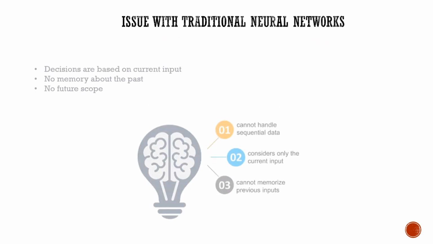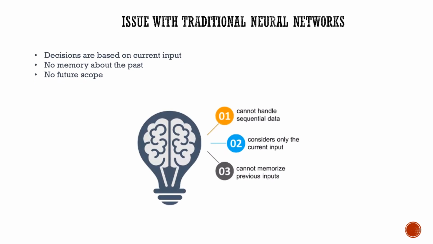But there are some issues with the traditional neural networks. One of which is that they cannot handle sequential data. As we learned earlier, sequential data requires some of the previous information also, but the traditional neural networks are based only on the current input. It does not have any memory about the past and does not have any future scope. So these are the three problems listed for the traditional neural networks.